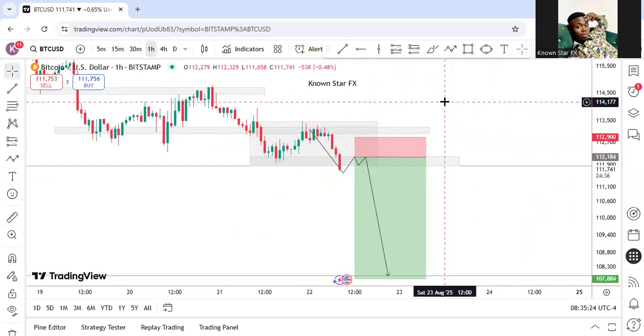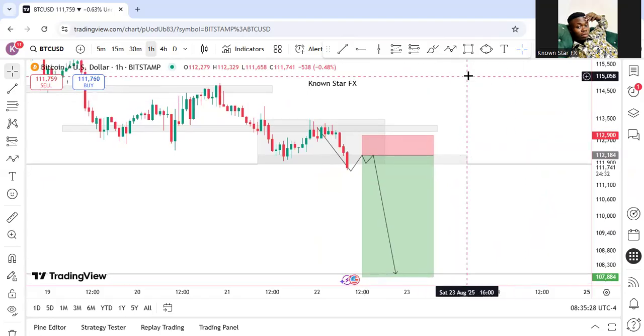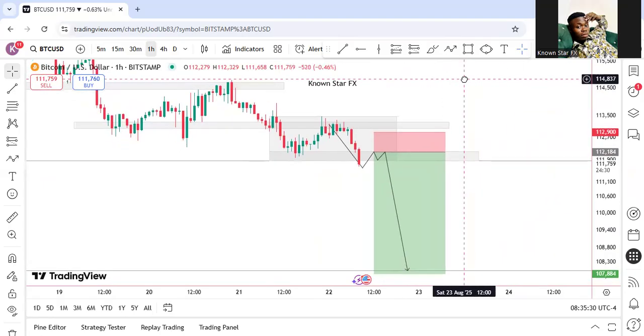I'm going to be giving the feedback of this trade tomorrow, how this trade played out. I'm going to be doing a part two of how this trade played out.